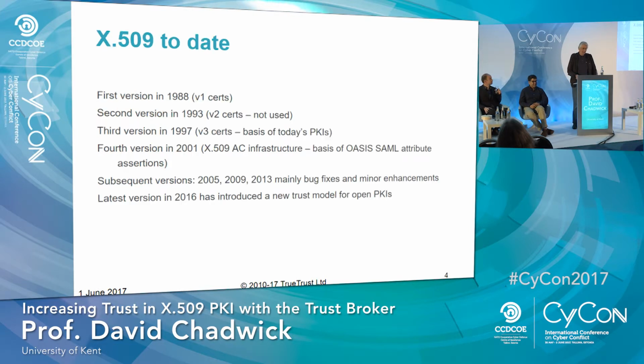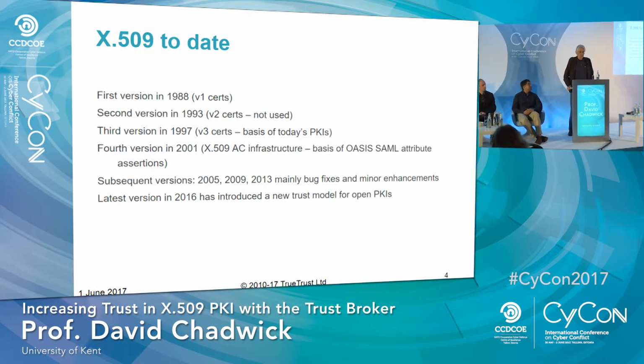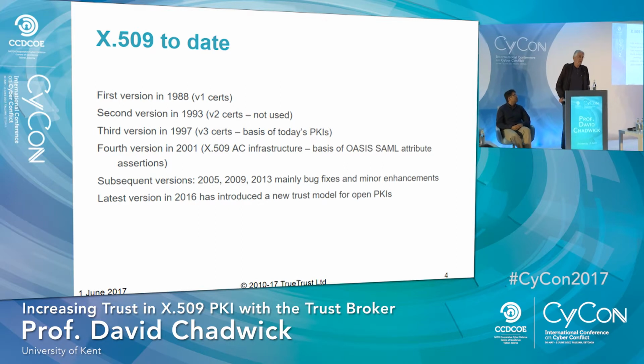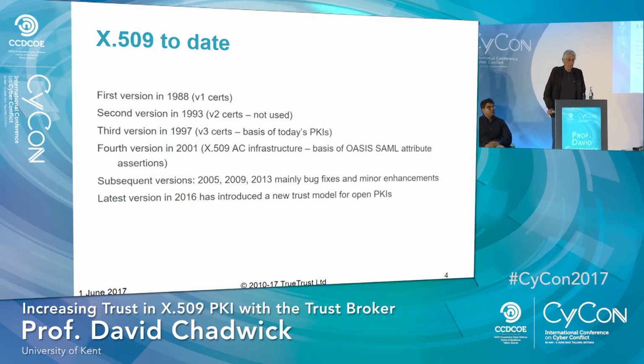So looking then at X.509, you may be surprised, if you're as old as I am you won't be surprised, to find out that the first version came out in 1988. That was prior to the internet as we know it, and prior to the development of the World Wide Web. Tim Berners-Lee hadn't invented the World Wide Web by 1988. And nobody was using PKI. It was still very much a research tool at that time.